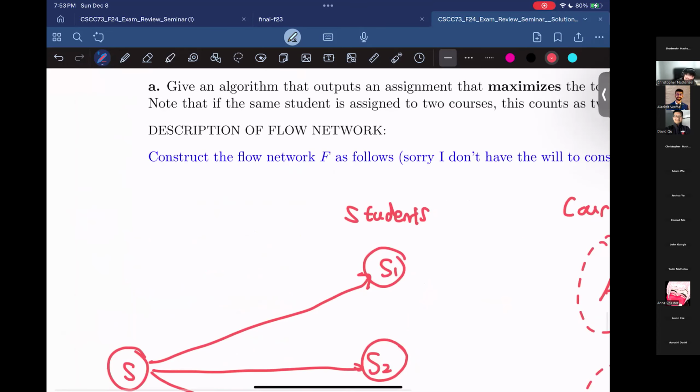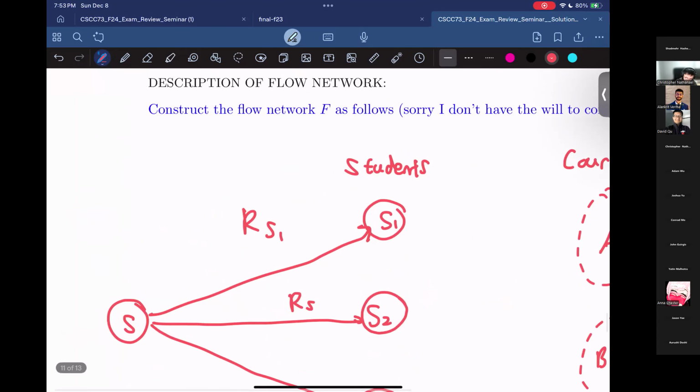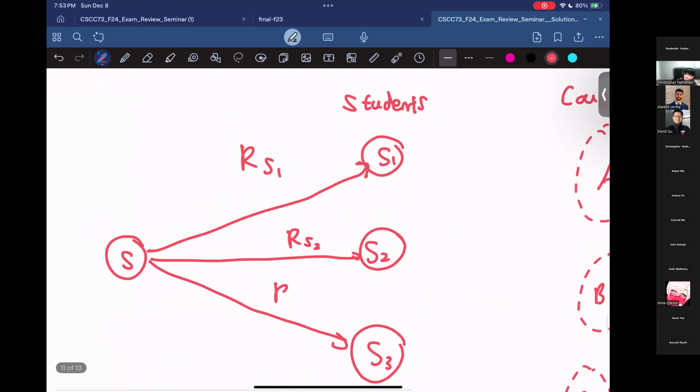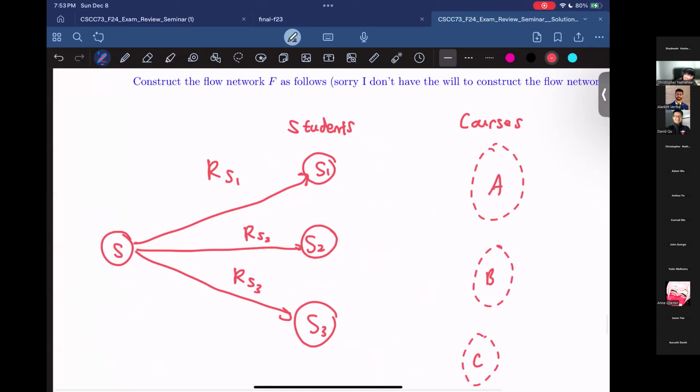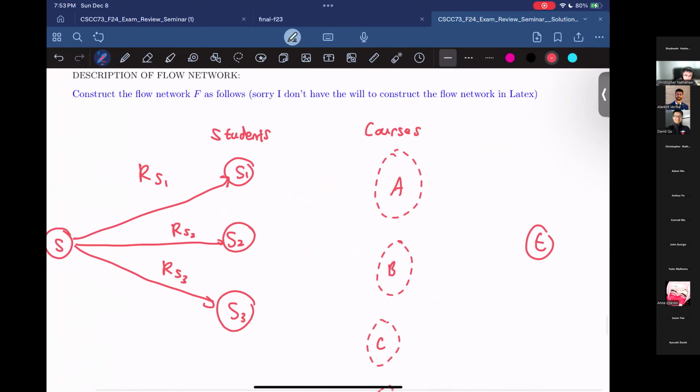Yep. R of S1. Just make sure that a student isn't assigned to more than one course. How about edges from students to courses? Yeah, you should only have edges from a student S1 to some course only if they're interested in it.